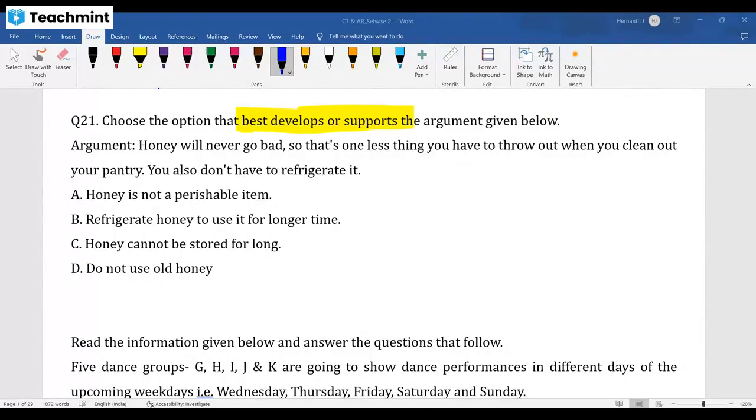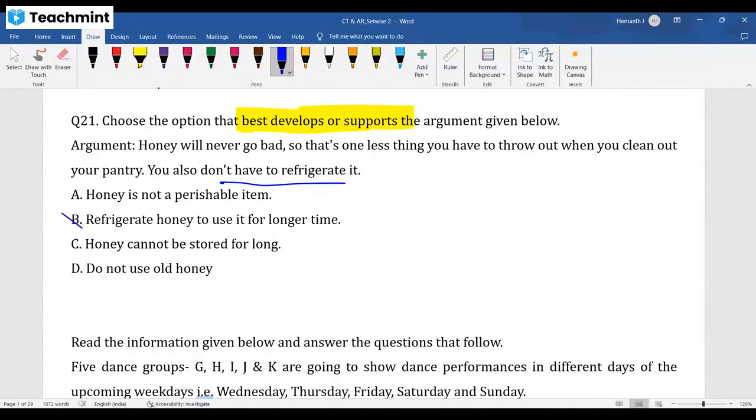Honey will never go bad, so that's one less thing you have to throw out when you clean out your pantry. It's not required. That's what they want to say. Don't throw it out. Honey will never go bad. You also don't want to put it in a refrigerator. Refrigerate honey to use it for longer: they didn't say that, and the supporting one is what you require. To weaken the argument, yes, refrigerate honey to use it for a longer time. If you put this, then it is weakening the argument.